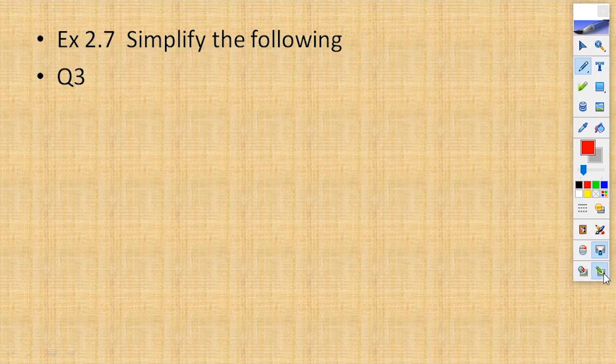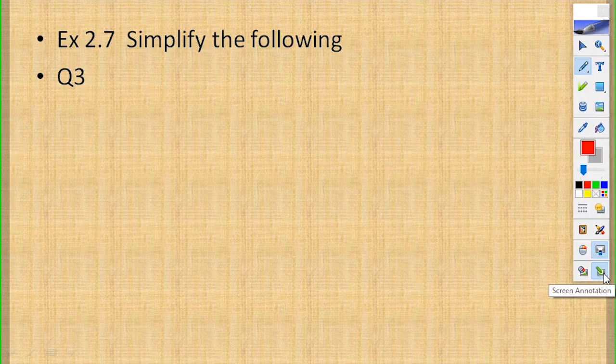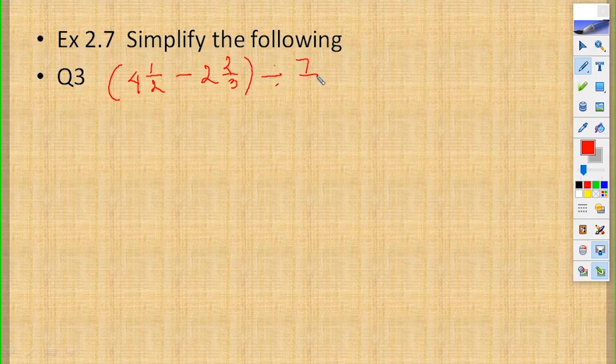Okay, exercise 2.7, question number 3. 4 1 by 2 minus 2 2 by 3. There are so many brackets over here, so we will solve one bracket. 2 2 by 3 divided by 7 by 12 plus 5 1 by 2 of 3 5 by 6. This is the question.